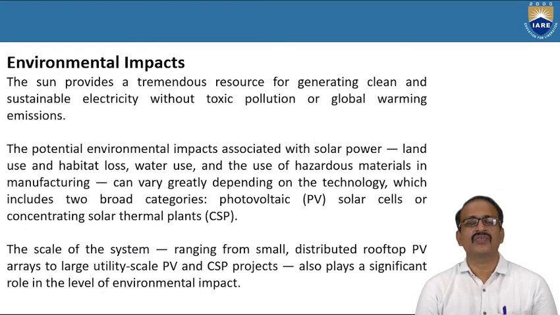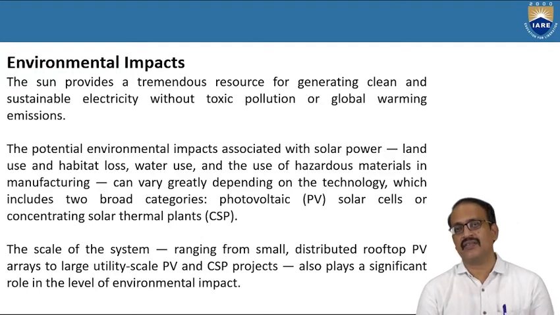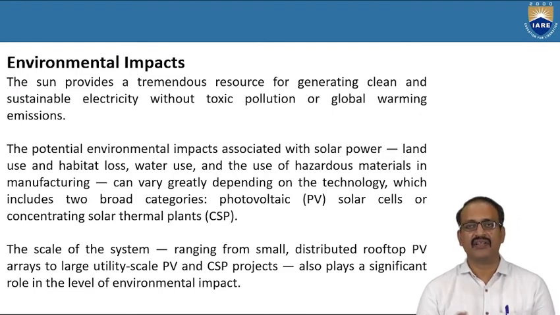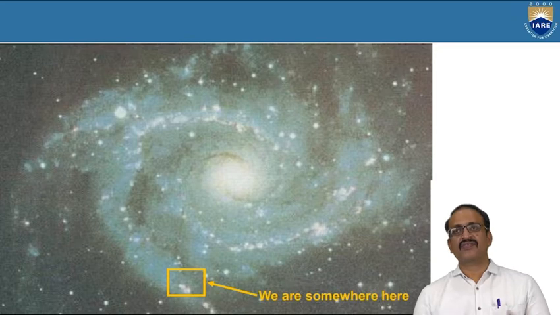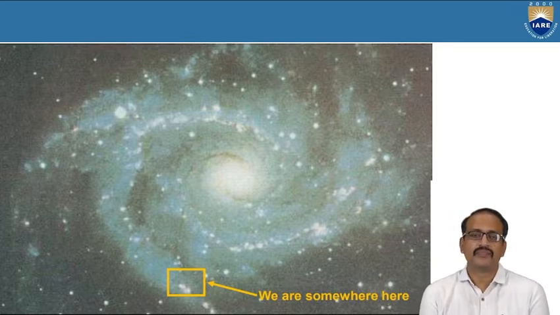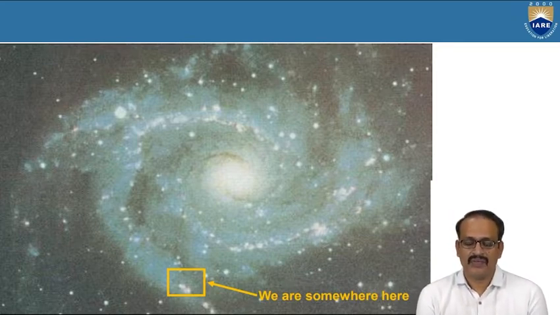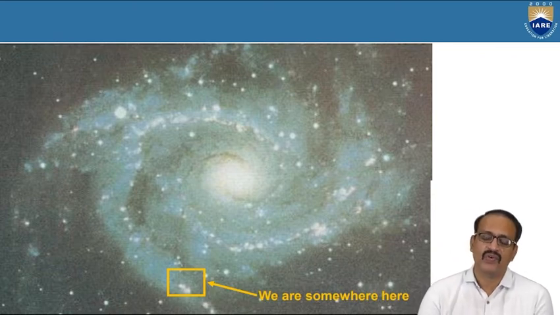For producing photovoltaic energy, we use photovoltaic cells, and for producing thermal energy, we use concentrated solar panels. So these are two different things in solar energy: solar photovoltaic energy and solar thermal energy. These are two different domains. Since today our topic is the physics of the sun.